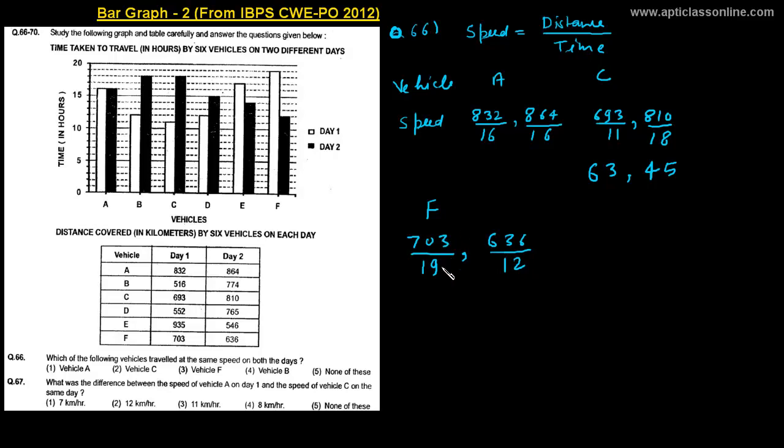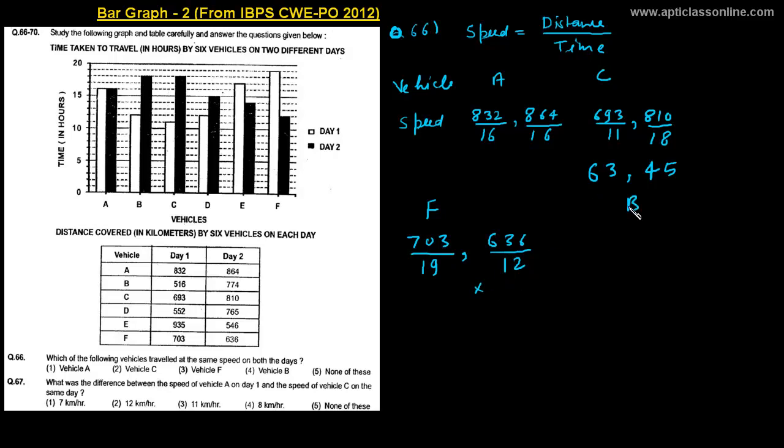But in the new denominator, that is the time taken by the vehicle, it is much more. Because you can see here 12, here it is 19, so basically it is more than 50% more time that it has taken. But the distance traveled on day 1 is not 50% more, because in that case it would have been more than 900. So that is not a possibility.